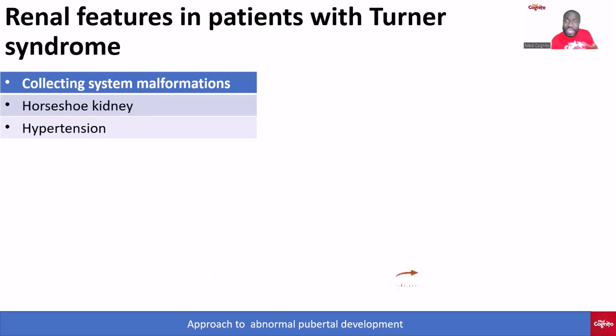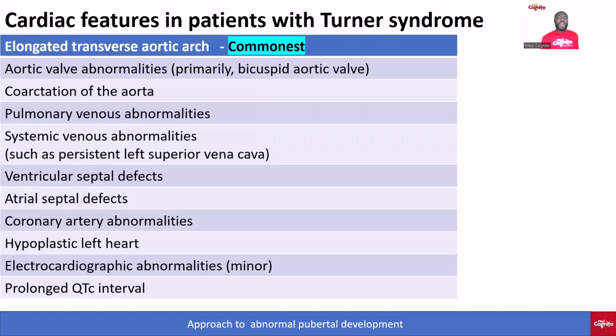And then what about kidney complications? They can have concerns with their collecting system. They can have horseshoe kidneys. They can have hypertension. So collecting system malformations, horseshoe kidneys, and hypertension. These are renal features in patients with Turner syndrome. And then what about the heart?